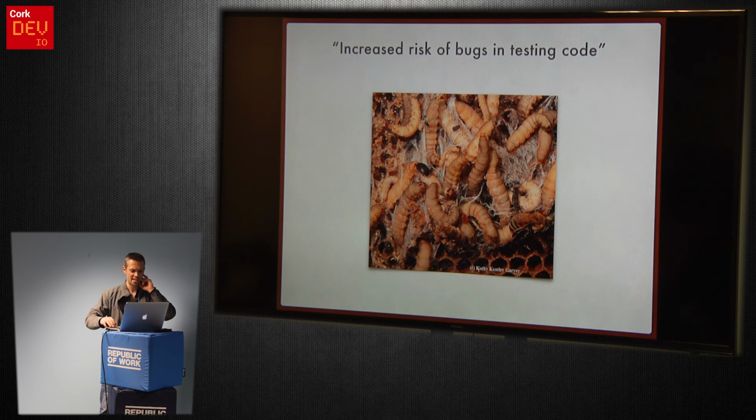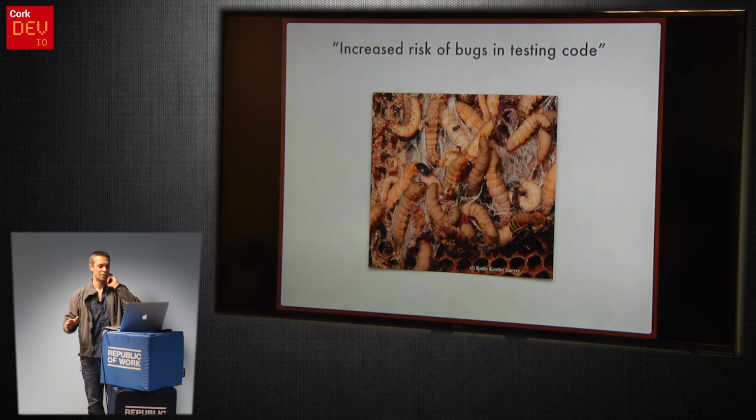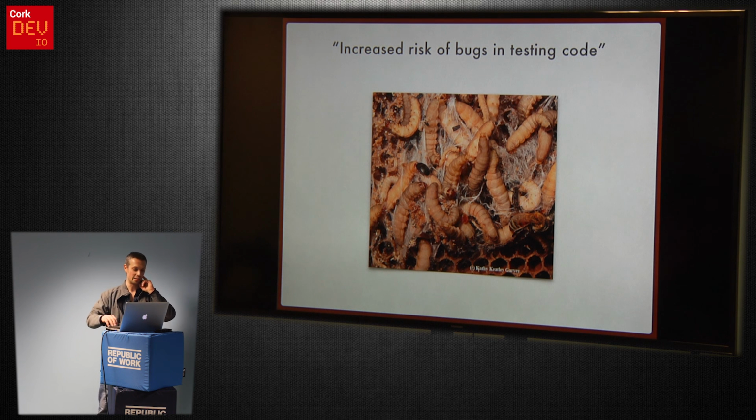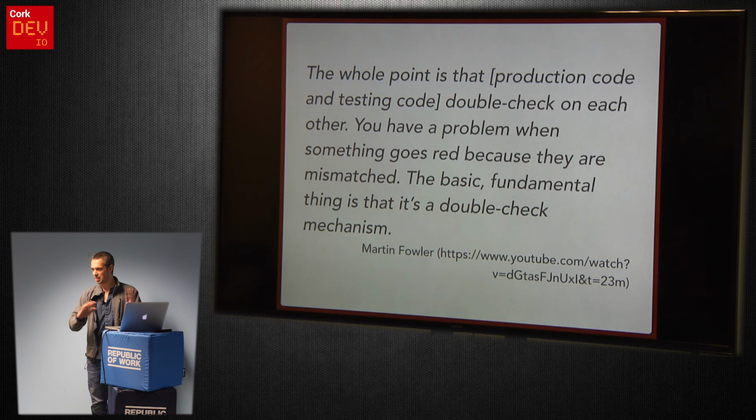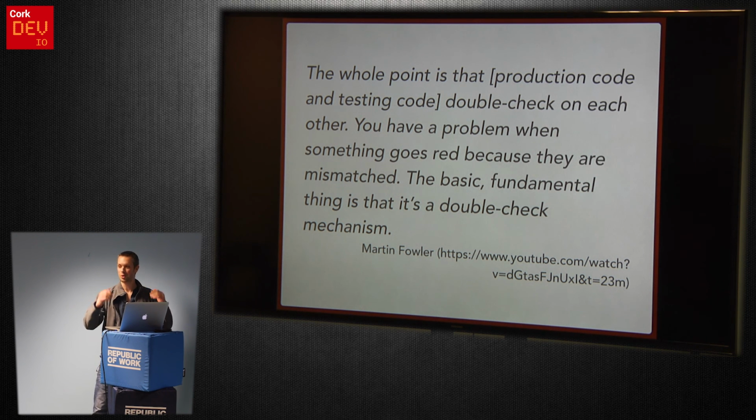And then, you know, the testing code starts looking more like production code. Is there not a risk of bugs lurking in there? And I would say that testing code has always been code, right? It's just that here it's at a higher level of abstraction. You could still have bugs in your example-based tests. And Martin Fowler says the whole point is that they double check each other. Production code and testing code act as a double check, but one does not have a higher claim as being code than the other.